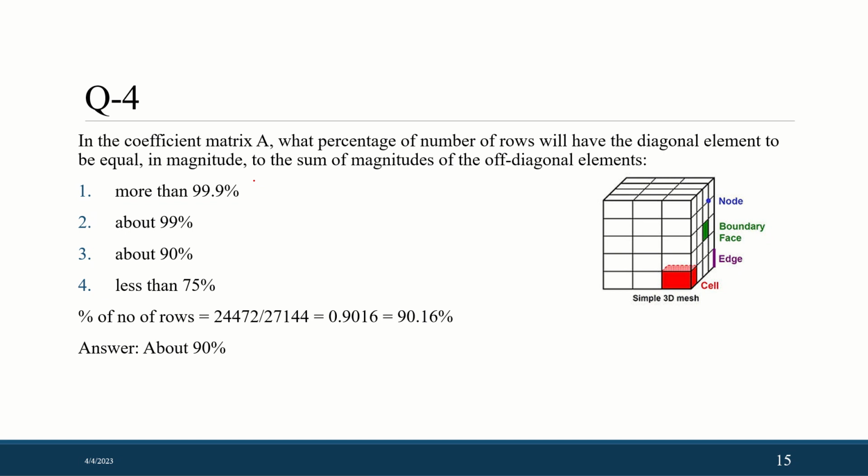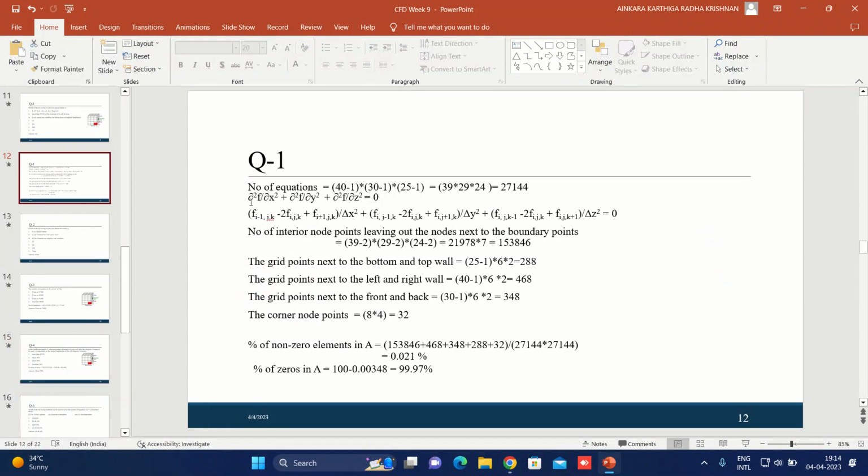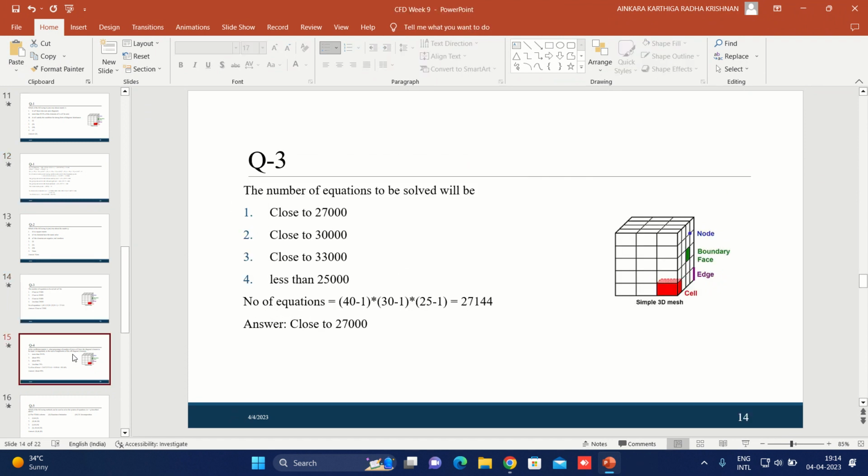So it is 20. Okay, just a small thing. 40 minus 3 into 27 into 24. Actually, there is a small correction in this slide. Okay, we'll just go step by step manner. This is the discretized equation for the Laplace equation given in this problem.